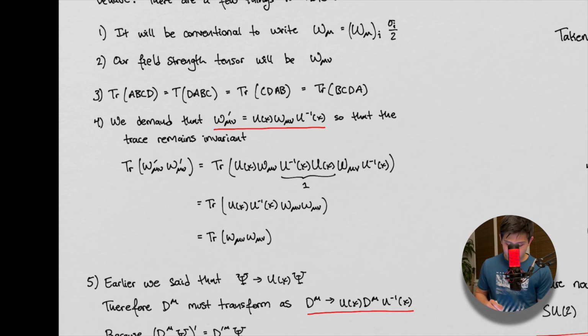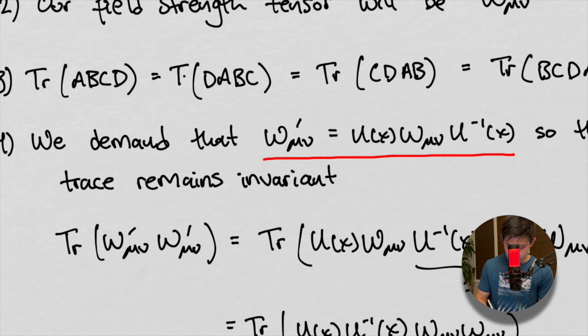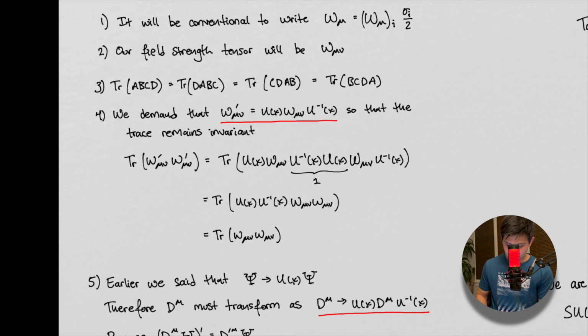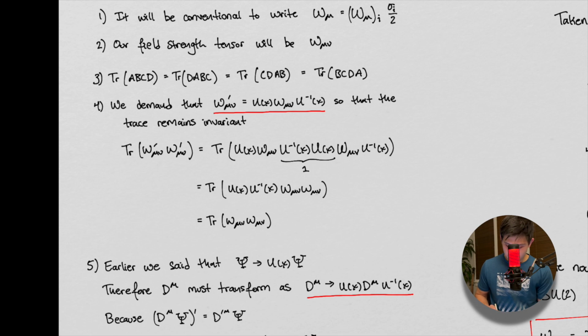We also want to take note that the trace of matrices behaves in this way, right? So if A, B, C, and D are matrices, the trace of their multiplication, when we permute them in these ways, are all going to be the same, okay? We are also going to demand that the tensor can be written in this way also. The transformed tensor can be written in this way so that the trace remains invariant.